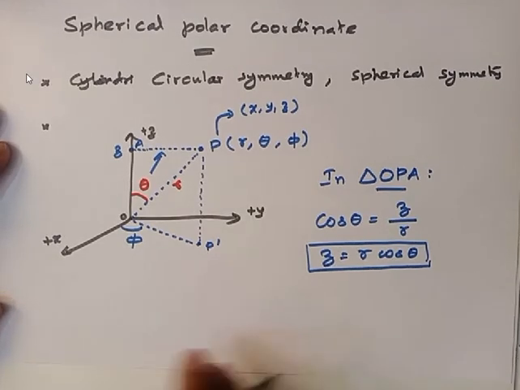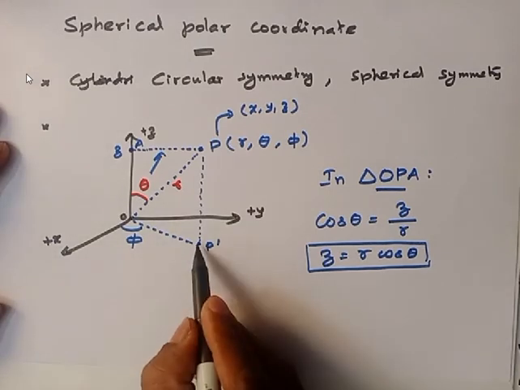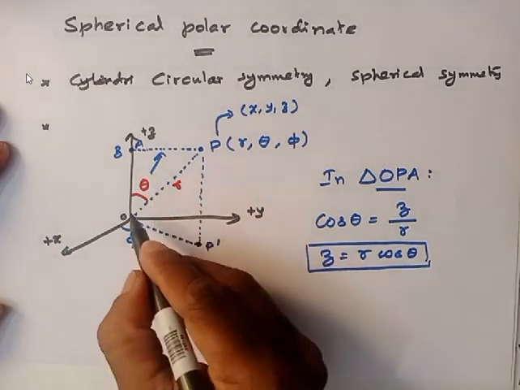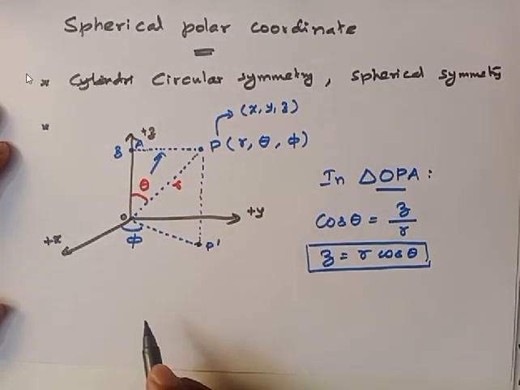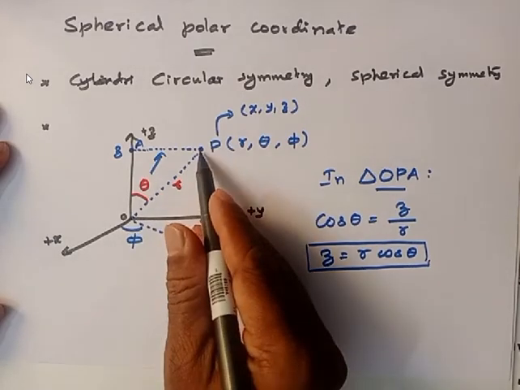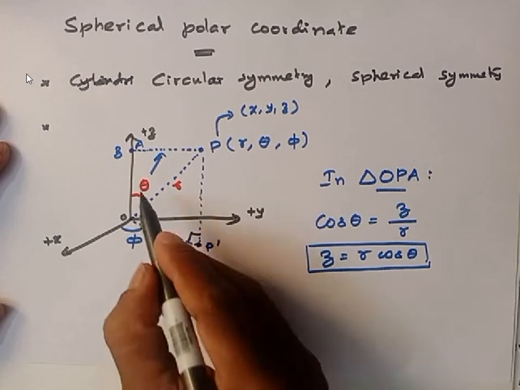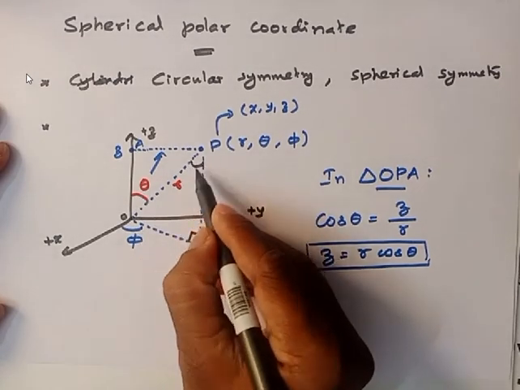See what I'm going to do for x and y here from this point P. I'll take this triangle O, P, P prime. Observe carefully, O, P, P prime. Here we have 90 degrees, and if this is theta, this is also theta. Why?